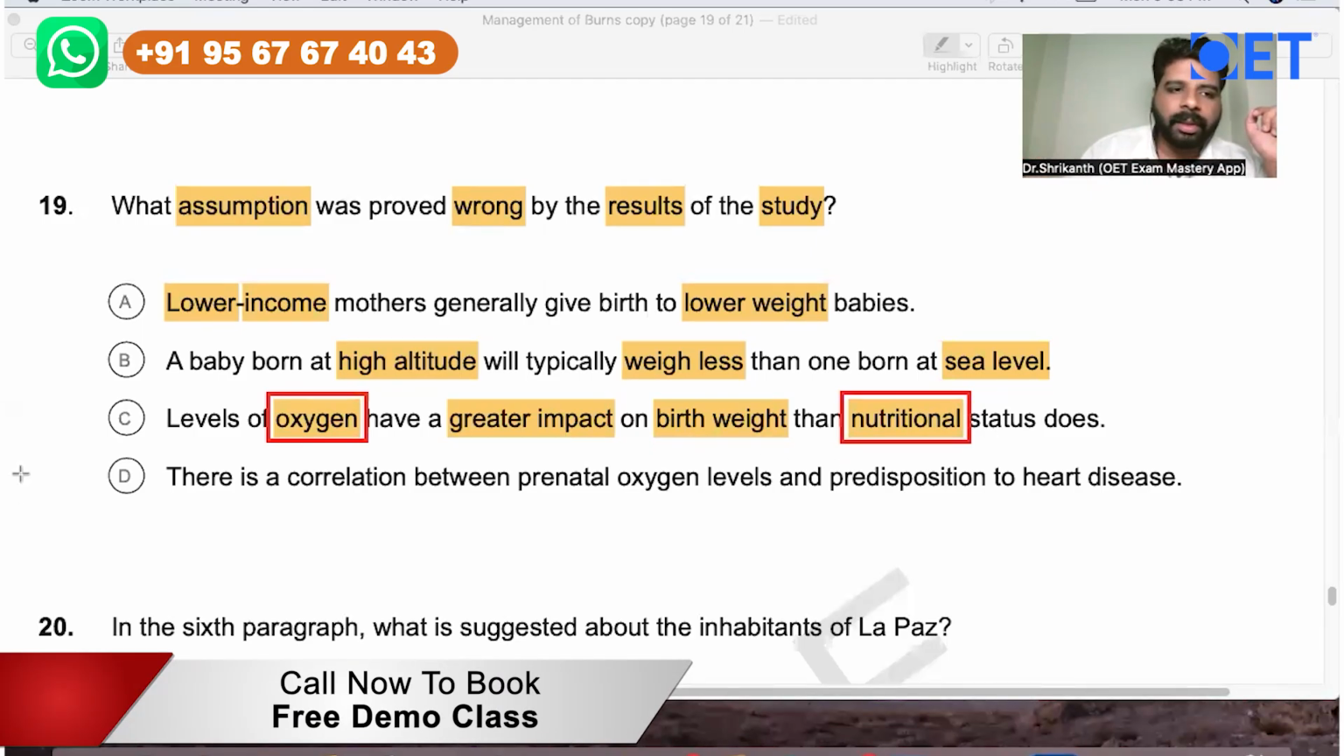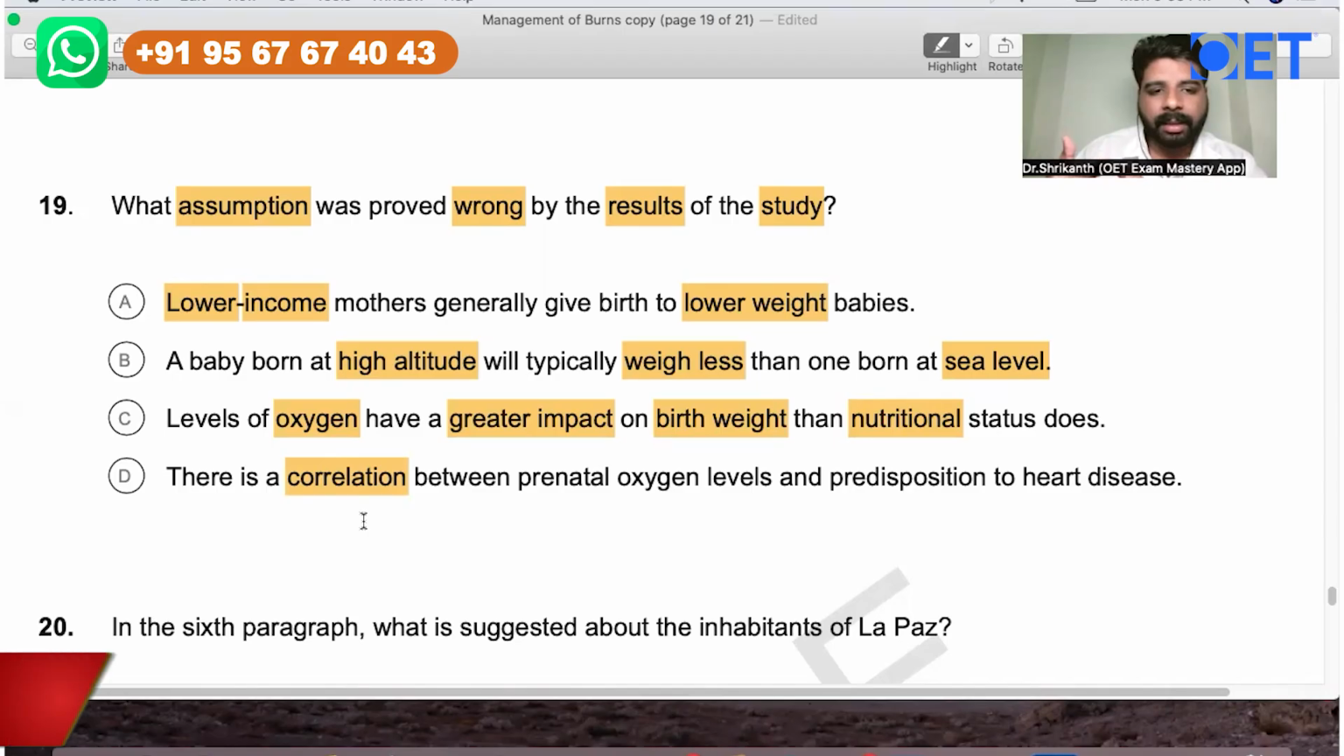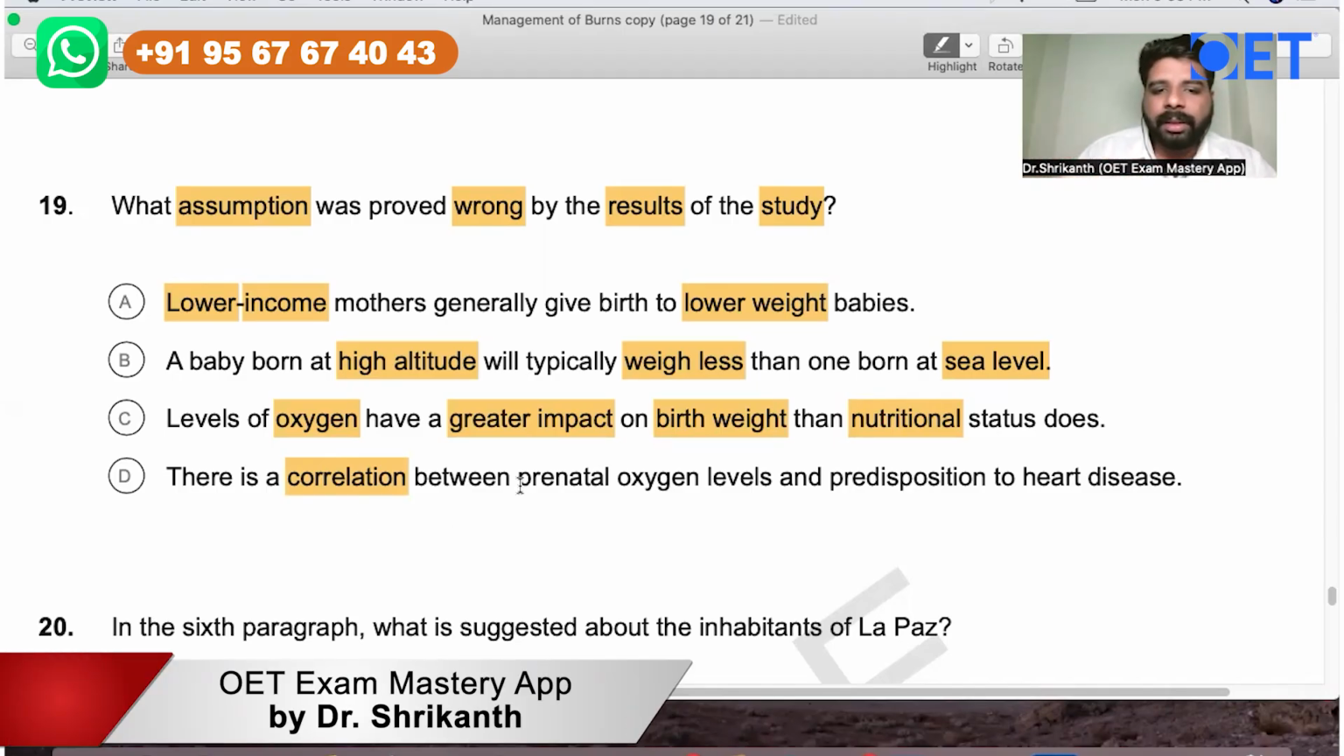So two things over here. And then finally, we have option D. There is a correlation. Correlation basically means there is a link, a connection, between prenatal oxygen levels. Prenatal basically means what?